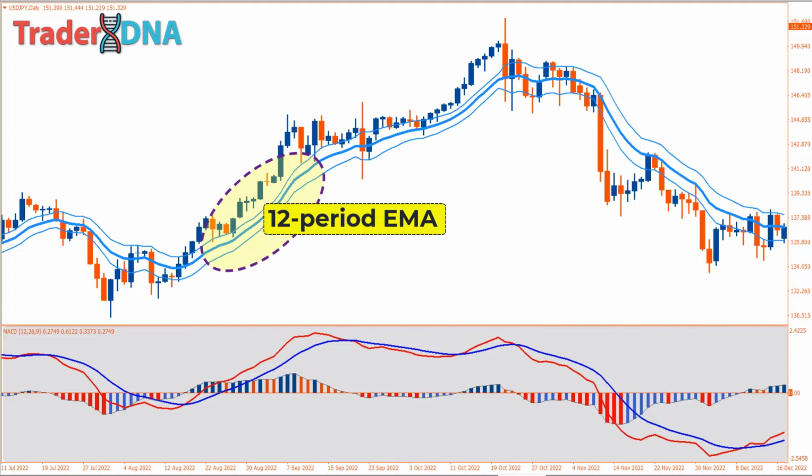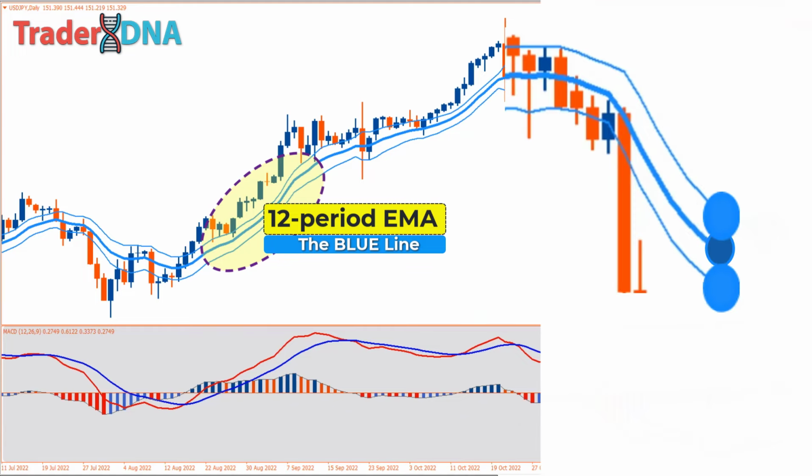For simplicity, I'll refer to the 12 exponential moving average as the blue line from now on. You'll notice that on the blue lines, I've utilized three lines. A thick inner line and two thin outer lines on each side. The inner line represents the true moving average, depicting the average typical price over the last 12 candles, respectively.